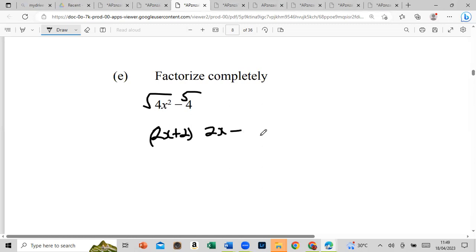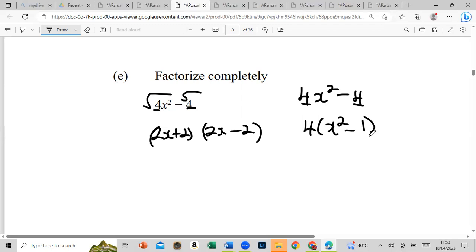The next possible solution would be to factor out the 4, since 4 is common. Let's rewrite it. Alright, so we factor out the 4 because 4 is common. 4 into 4x squared, we leave x squared. And then we have 4 into 4, 1. So in the bracket, you'll notice the other one.